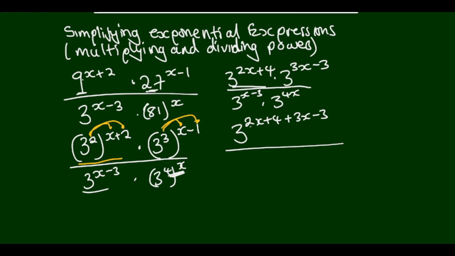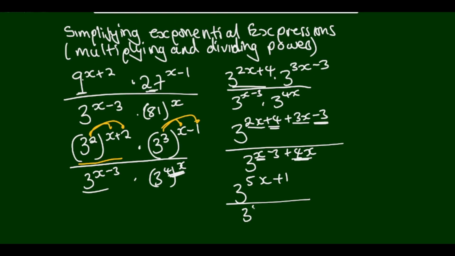And then here we're going to have 3 then to the power x minus 3, and then plus 4x, like that. Okay, right, we have like terms 2x plus 3x, that is 5x. So we have 3 to the power 5x, and then 4 minus 3, that is 1, so we have 5x plus 1, and then over, if we add x and 4x, we get 5x, so it's 3 to the power 5x, and then the constant there is just negative 3.